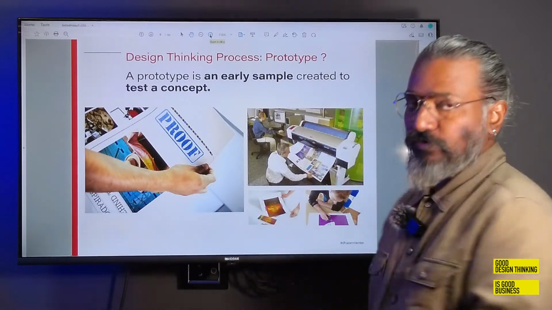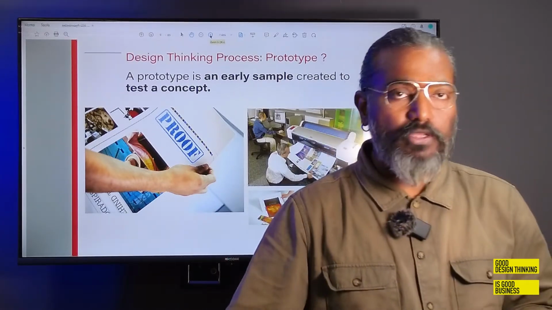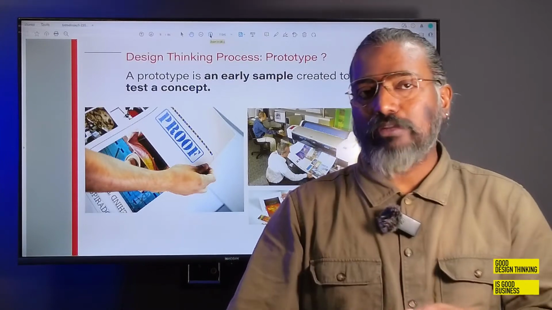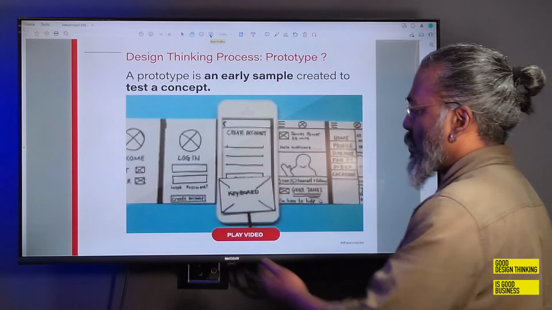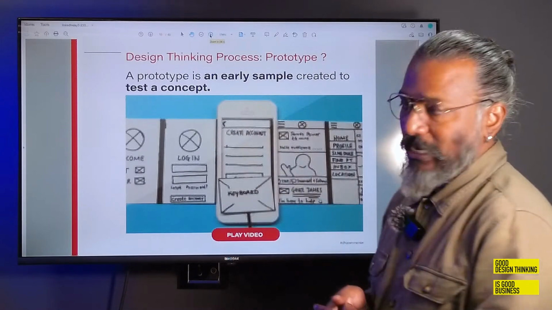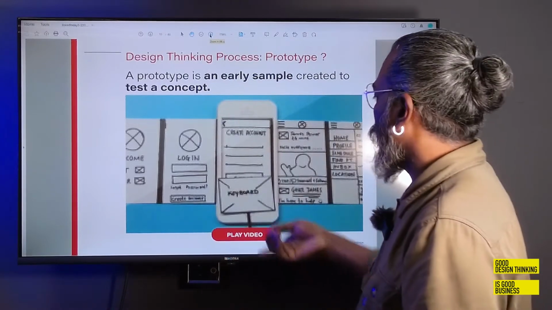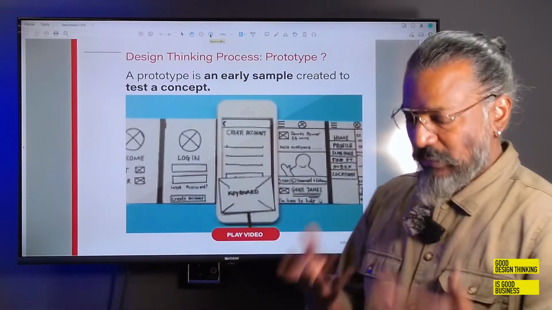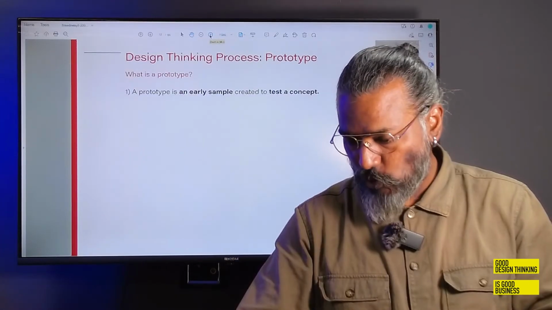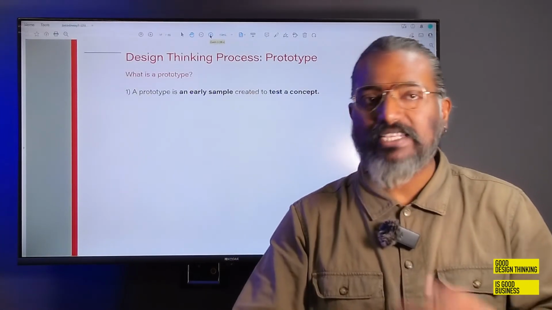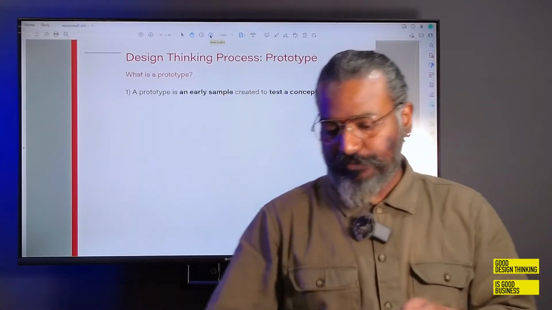It's called a proof, a technical word. If you're publishing a book or a magazine, you take a proof. That's again a prototype. UI and UX people do prototypes too. Sometimes they do a hand sketch prototype, sometimes they use a beta version of a prototype. Why do they do this? Because it helps them test the power of their idea.